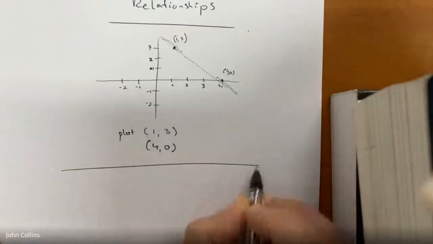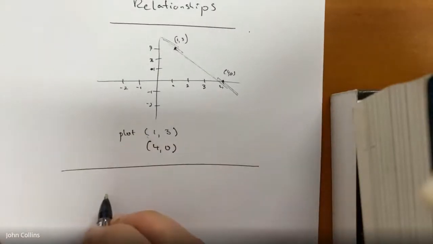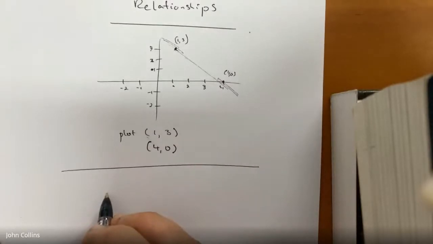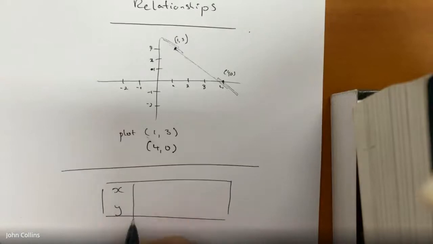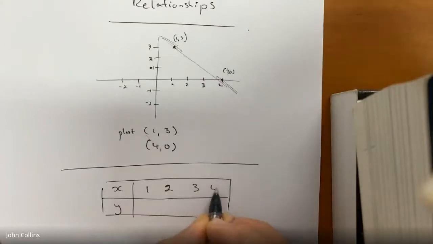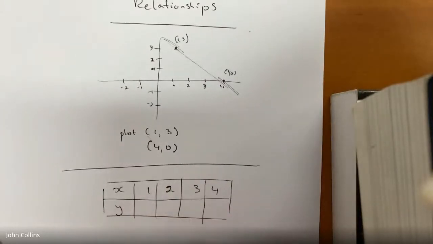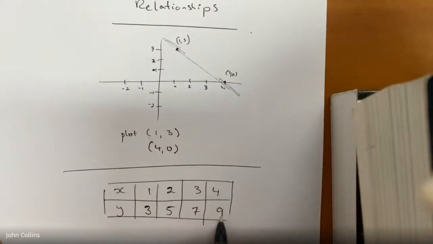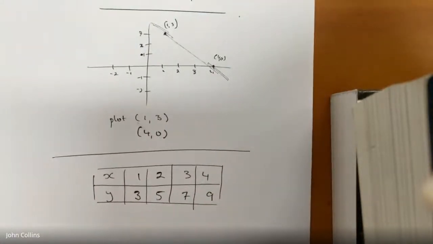If I was to draw a table, I'll come back to this in a second. If I was to draw a table with values x and y. Okay. And my table is, let's pick some x values, 1, 2, 3, 4. Let's keep this formula we have to create nice and easy. Let's do y values 3, 5, 7, 9.